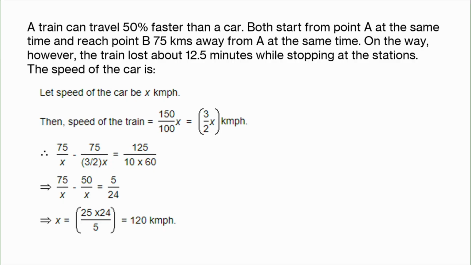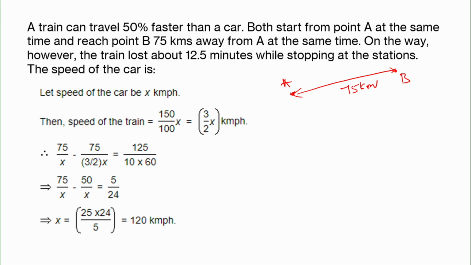A train can travel 50% faster than a car. Both start from the same point A and reach the point 75 kilometers from A at the same time. So this is the point A and this one is the point B. The distance between these two points is 75 kilometers. On the way, the train lost about 12.5 minutes while stopping at the station. This is very important.